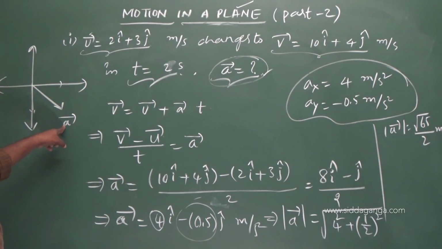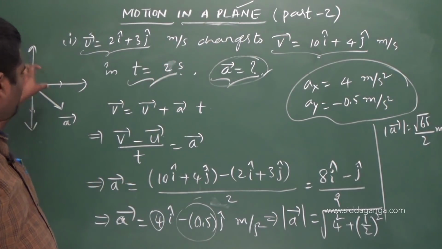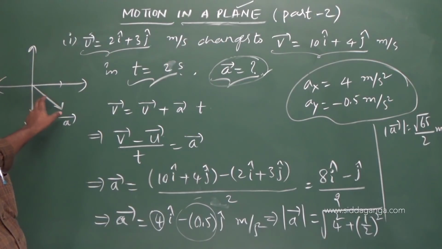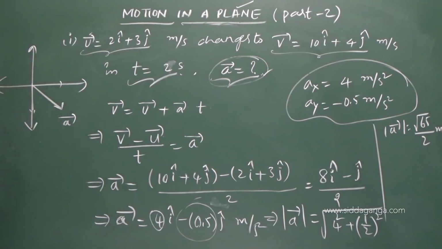This is the direction of acceleration. If they give a graph for this problem, you have to pick the correct graph or the correct option. They will give four graphs: option A, option B, option C, option D. You have to pick which one shows the direction of acceleration.